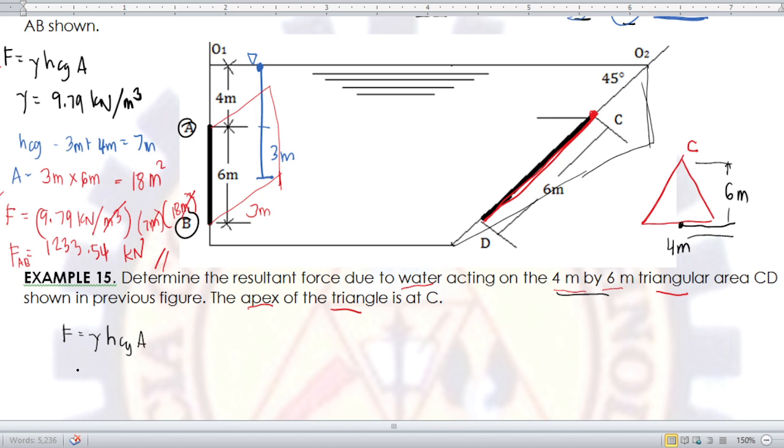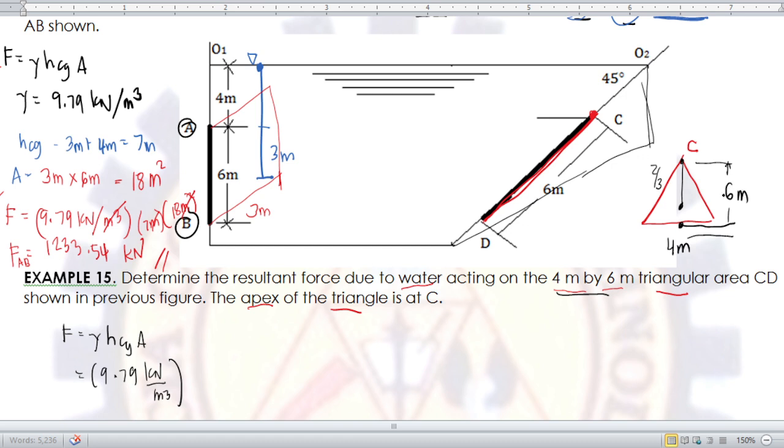Now, for your gamma, we have 9.79 kilonewton per cubic meter. Now, how about for the distance from your free surface to your center of gravity? Take note, class, that we are dealing here with a triangle. If you go back to our topic on triangle, what is the location of the center of gravity for a triangle? The center of gravity, if you measure from the apex, will be two-thirds of its height. In this case, our height is 6 meters.